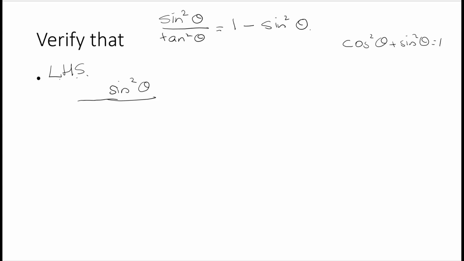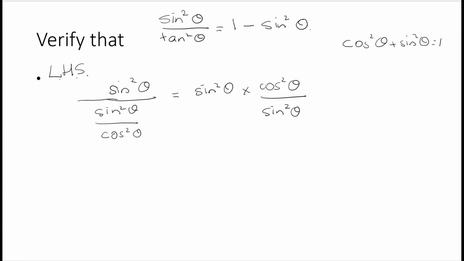Sine squared theta over cos squared theta. And then if I do that division, it becomes sine squared theta. Now we're dividing by a fraction, so we flip and multiply. Okay, cancel, cancel. And we're left with cos squared theta.